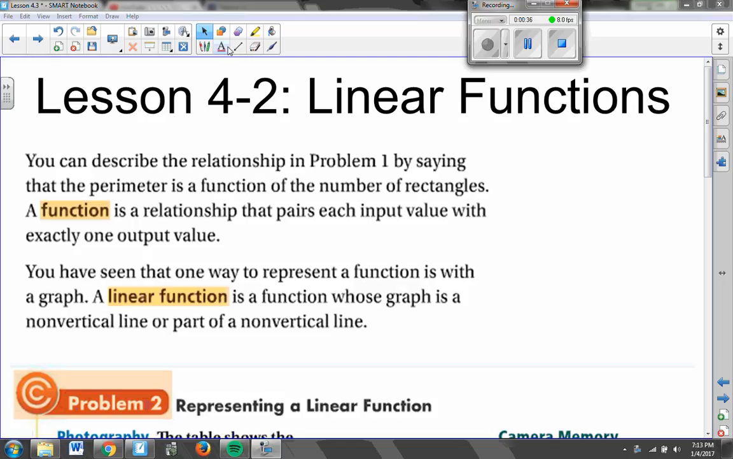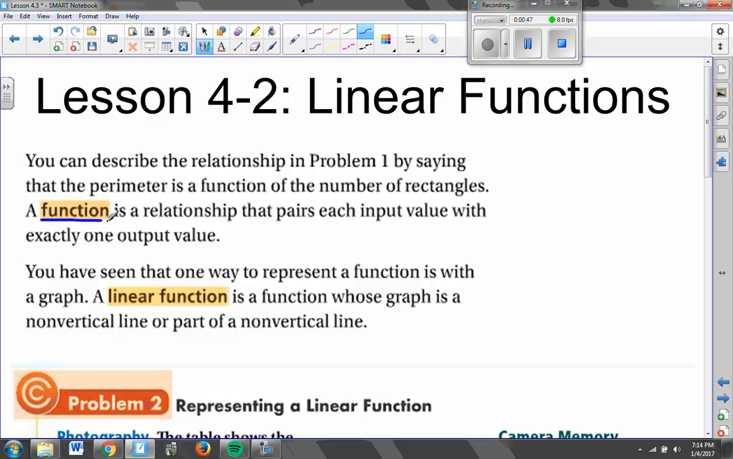But in this video, we're talking about something a little bit more specific than just a relationship between two variables. Okay, a specific kind of relationship is called a function. A function is a relationship that pairs each input value with exactly one output value. So every value you input has to come out with exactly one output value.